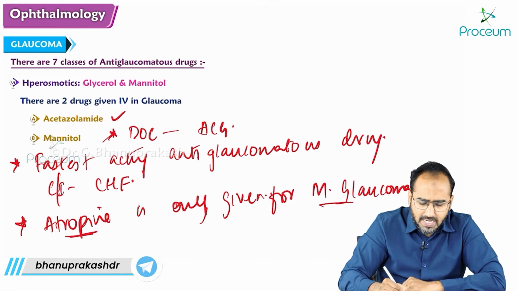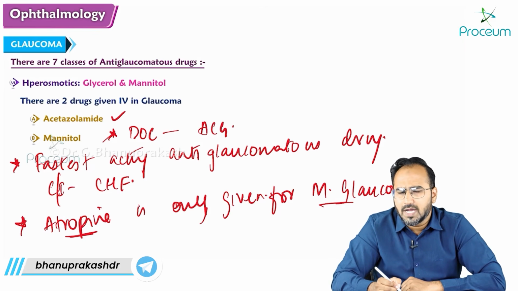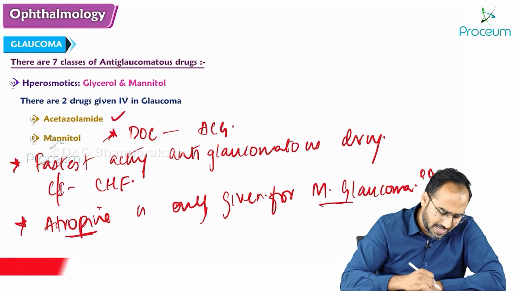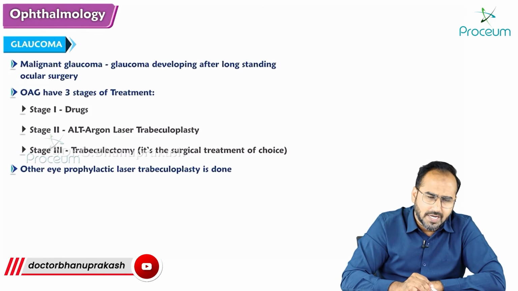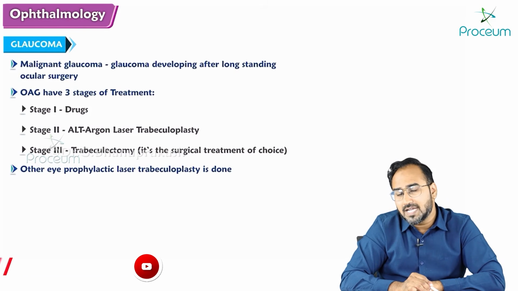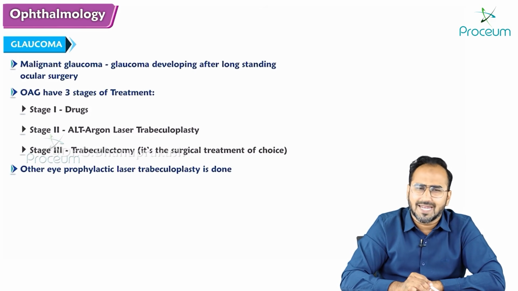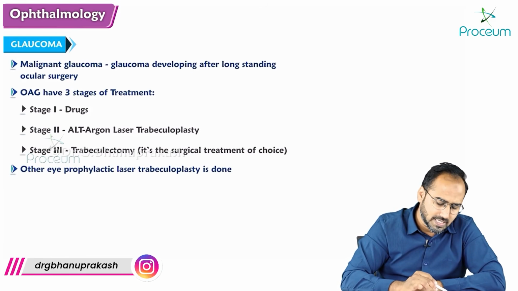What is meant by malignant glaucoma? Don't tell me that due to malignancy the patient develops glaucoma. No. After any surgery, the patient develops glaucoma, which is called malignant glaucoma. Malignant glaucoma means glaucoma developing after a long duration ocular surgery. After that, the intraocular pressure rises. That is called malignant glaucoma. The treatment for malignant glaucoma is atropine. Otherwise, there is no role of atropine in glaucoma.